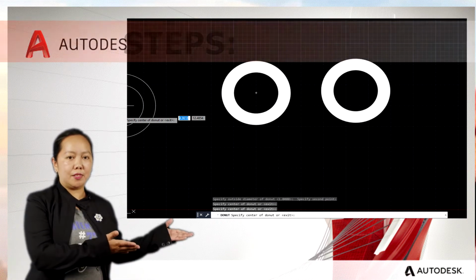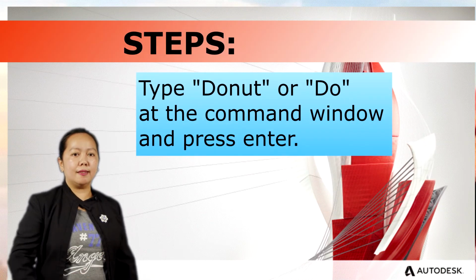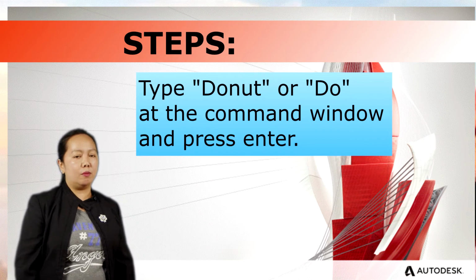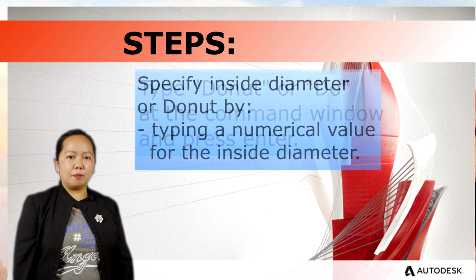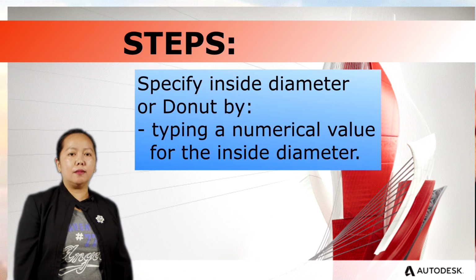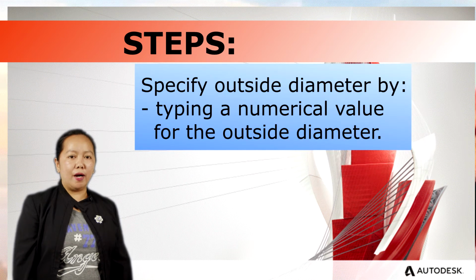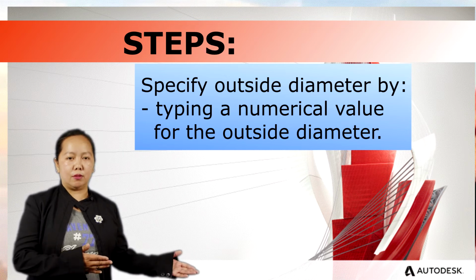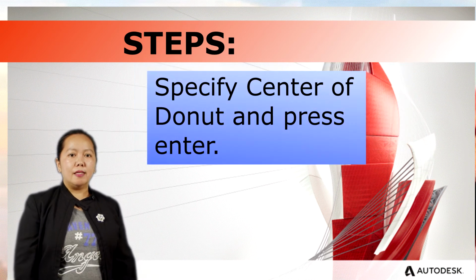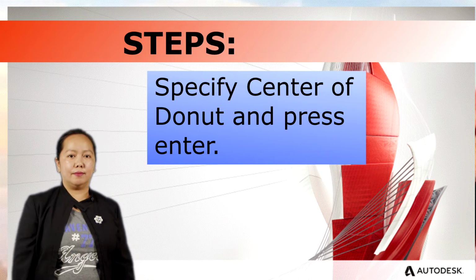These are the steps. First, type donut or DO at the command window and press enter. Specify inside diameter of donut by typing a numerical value for the inside diameter. Specify outside diameter by typing a numerical value for the outside diameter. Specify center of donut and press enter.